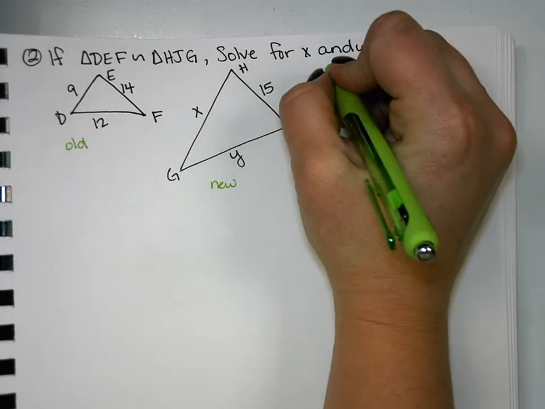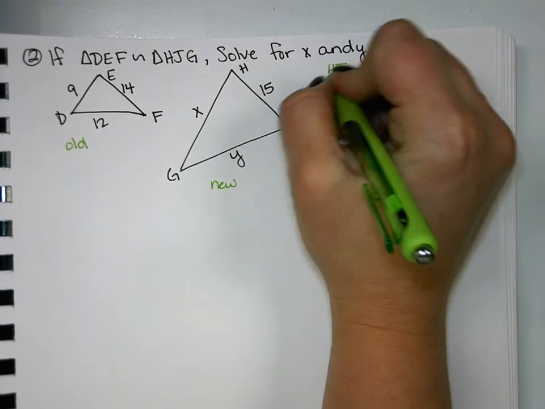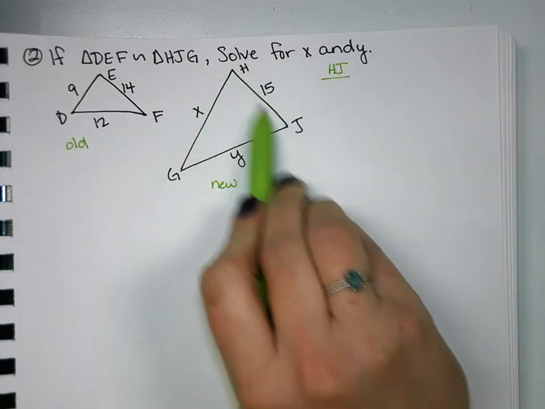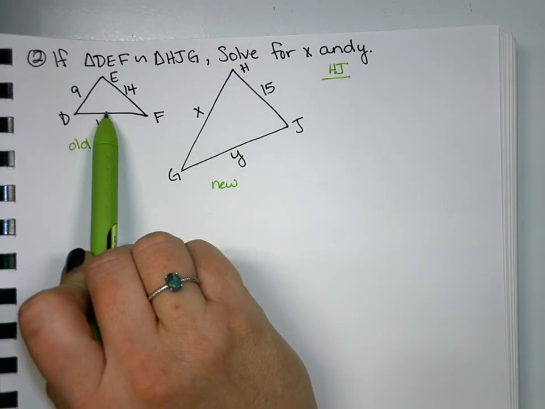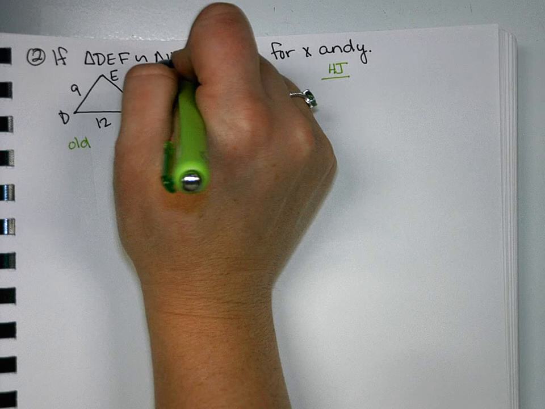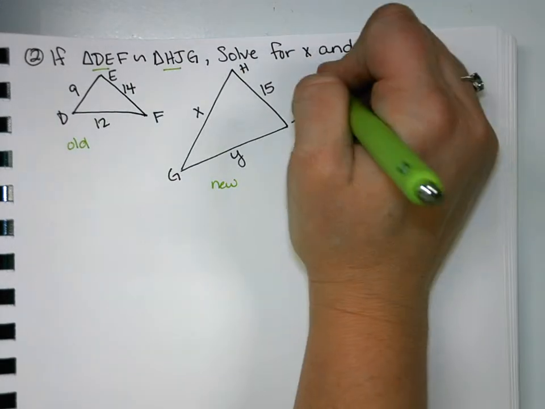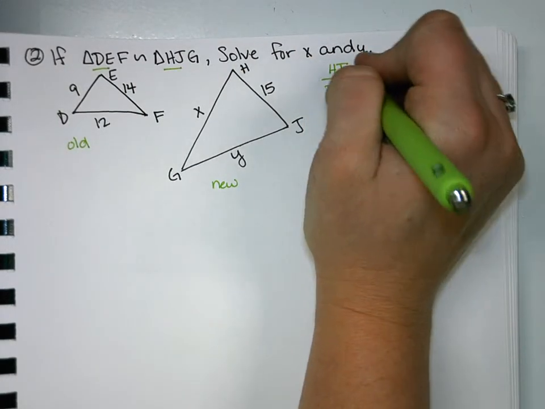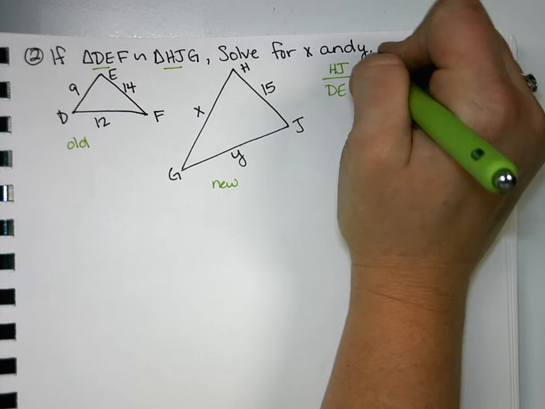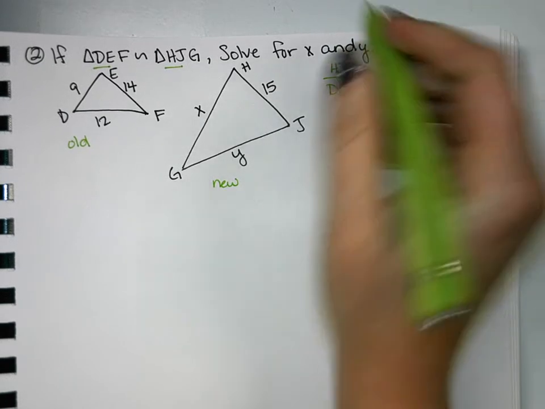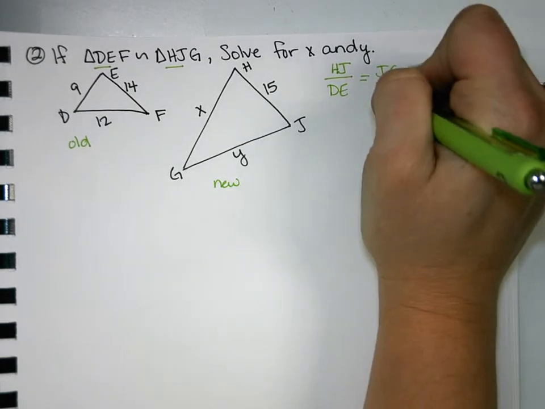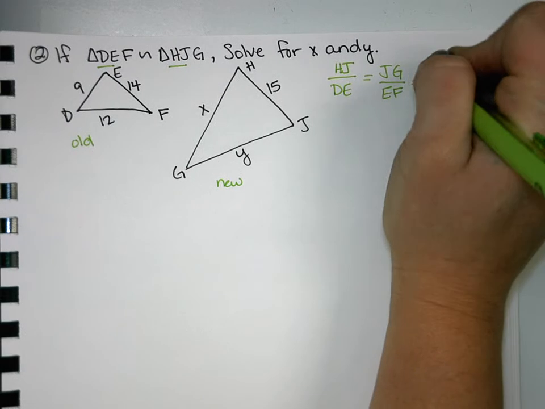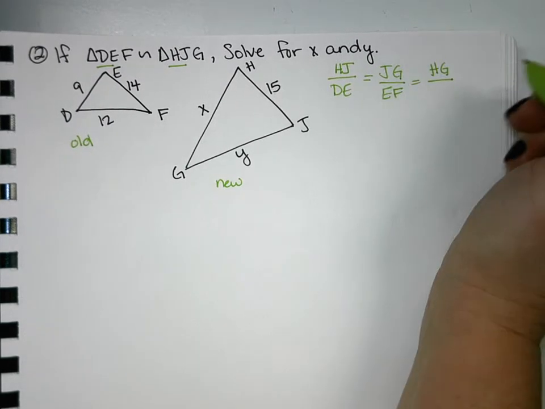So HJ, what side corresponds with HJ over here? DE. And again, we can use our statement to help us. JG, EF, and HG, DF.